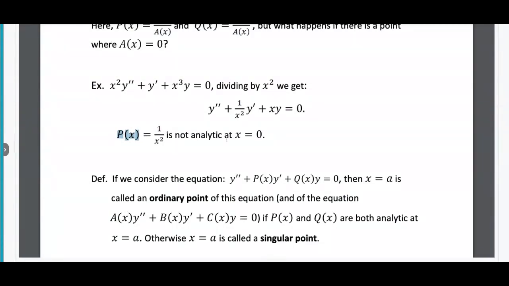It is not analytic at x equals 0, right? x equals 0 is not in the domain. We won't be able to represent this function at 0 as a power series.